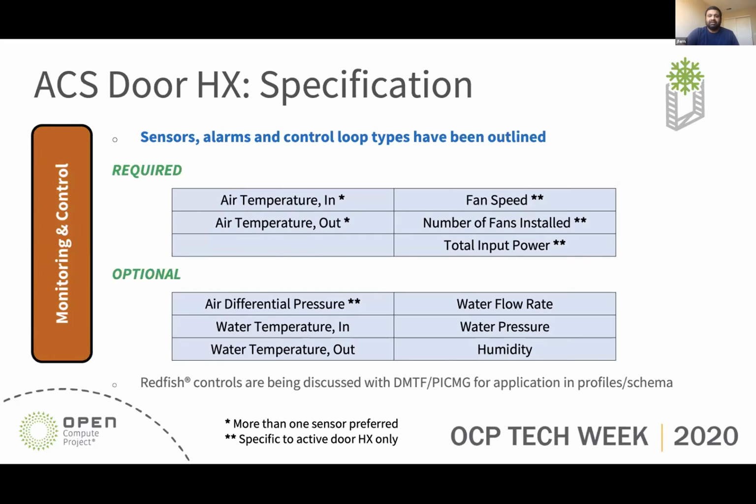Moving on to monitoring and control. Now, obviously, you want the door heat exchanger solution to function as required. And as such, implementing sensors, alarms, and controls is one way of ensuring the same. And to do so, the specification has outlined both recommended and required sensors, alarms, and control types, depending on, once again, whether you're talking about the passive or the active variant.